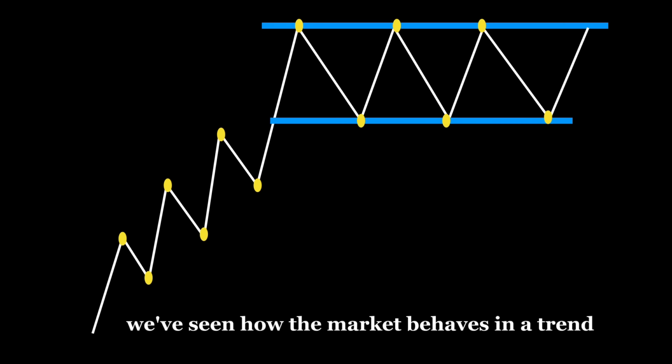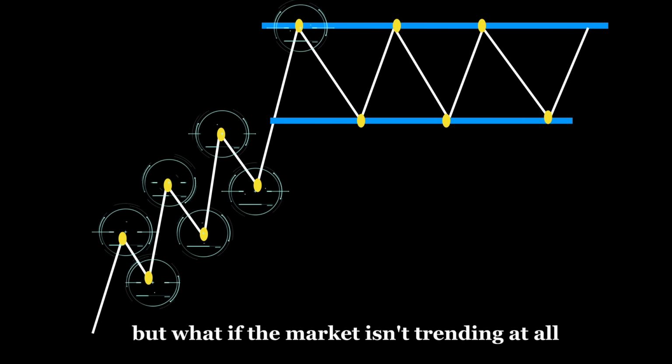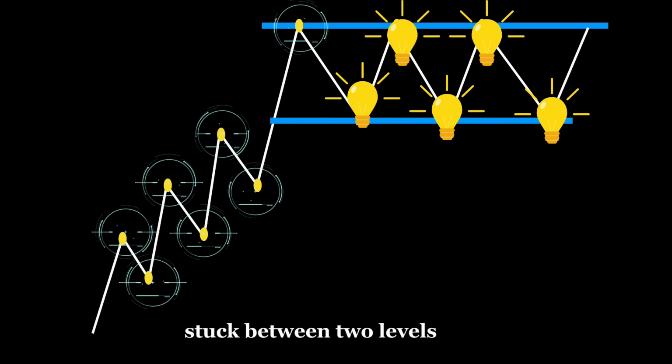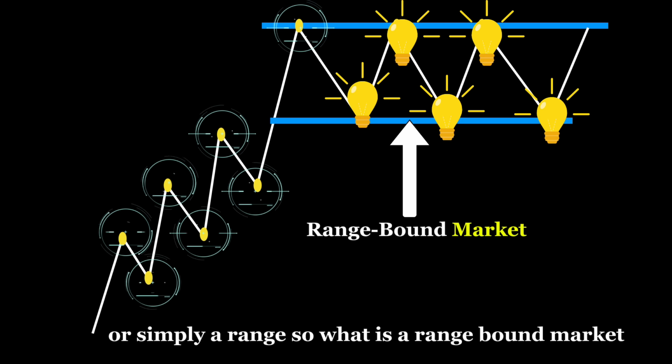We've seen how the market behaves in a trend, whether it's going up or down. But what if the market isn't trending at all? What if price is just moving sideways, stuck between two levels? That's what we call a range-bound market, or simply a range.